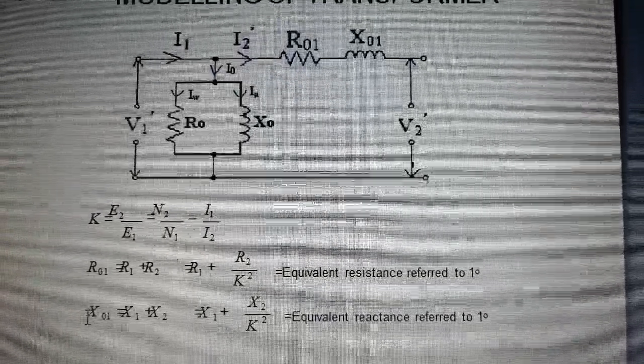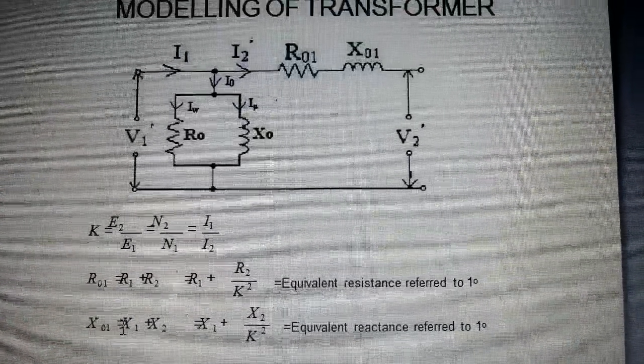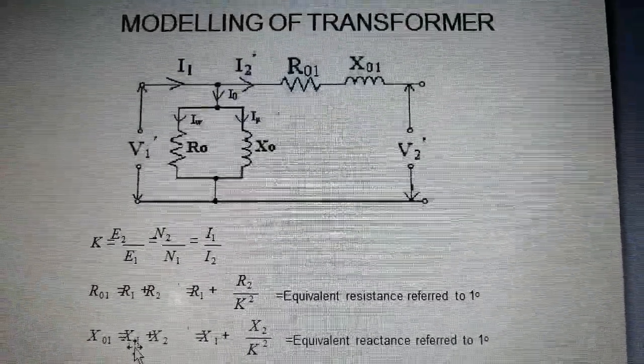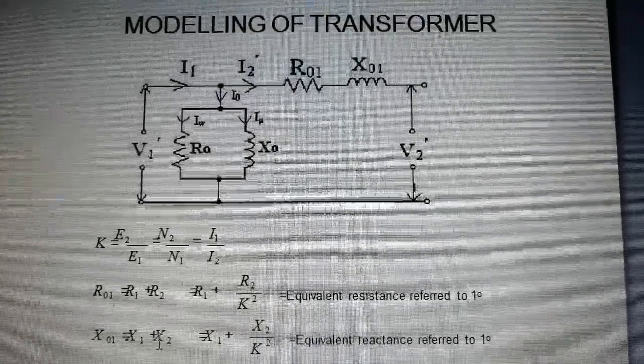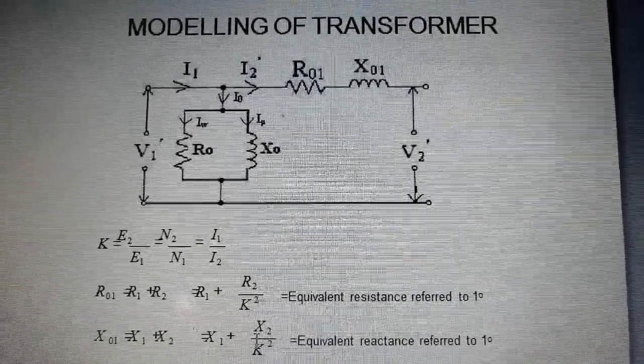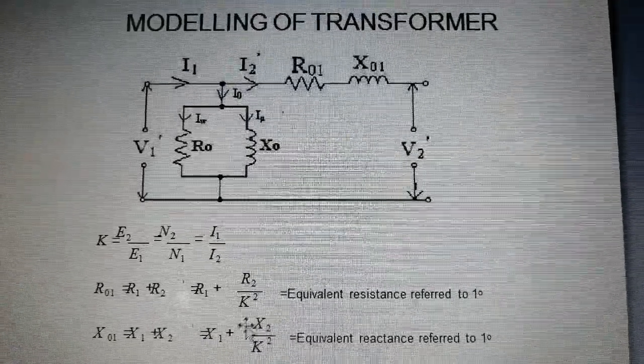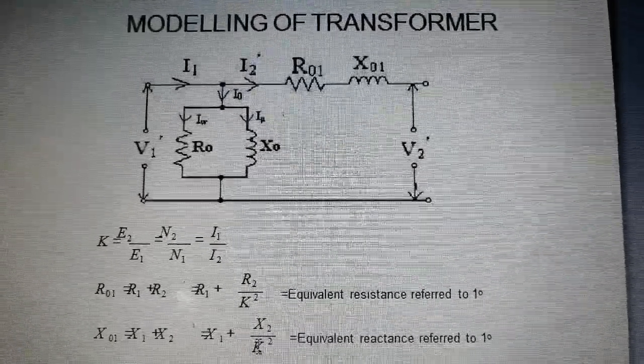Similarly, the total equivalent reactance of the transformer X01 is the summation of primary reactance and the secondary reactance. The secondary reactance X2 can be substituted by X2 by K square. Here X2 by K square is secondary reactance as referred to primary.